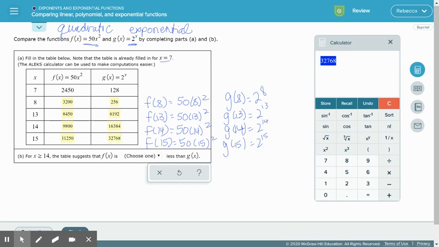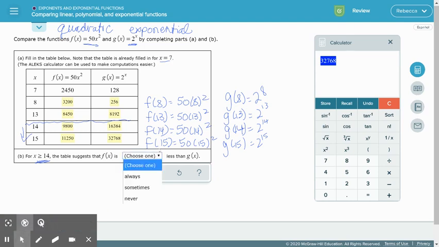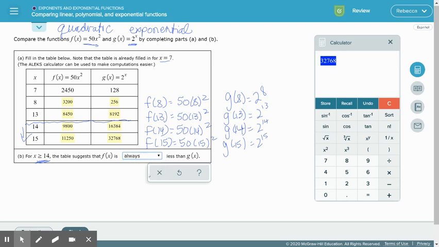Now we're being asked to determine for x greater than 14. So we want to look at greater than 14. The table suggests that f of x will always, sometimes, or never be less than g of x. So g of x is going to get large very, very quickly because we are taking everything times 2. So f of x will always be less than g of x.